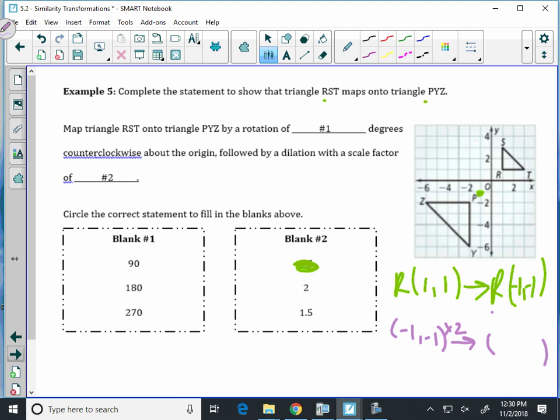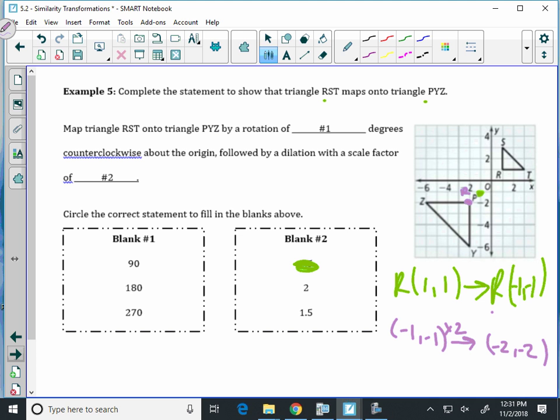Alyssa, what do we get when we multiply -1, -1 by 2? Yeah, we get -2, -2. I'm going to plot that. Did R map up with P? Yeah. But do we circle that, or should we check at least one more point? I would check it, just to be sure.